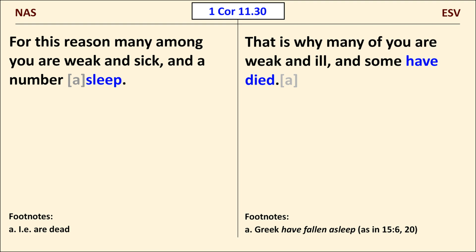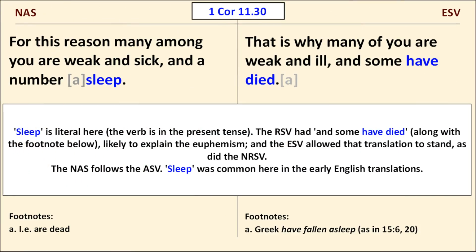1 Corinthians chapter 11, verse 30 shows a contest between "sleep" and "have died." The NAS is more literal here. Not only does the Greek word literally mean "sleep," but it is in the present tense. The RSV introduced "and some have died," likely to explain the euphemism. The ESV allowed that translation to stand.